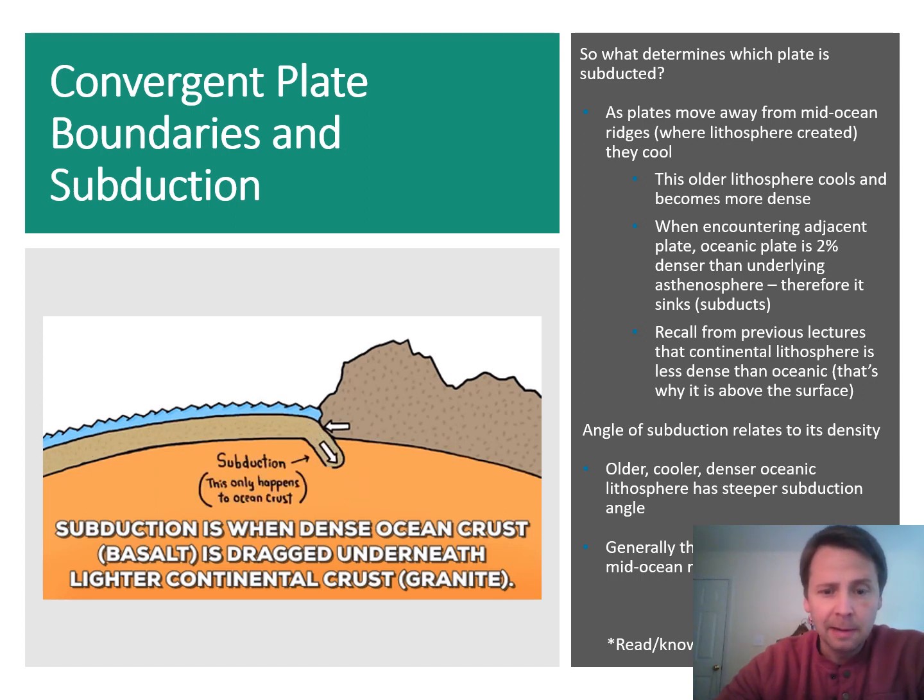At the same time, the subducting plate is able to subduct because it's also denser than the asthenosphere underneath it, right? So this orange piece here, on average, the plate above is 2% denser than the asthenosphere below. If the densities were the same, the subduction would be minimal or wouldn't even be allowed.